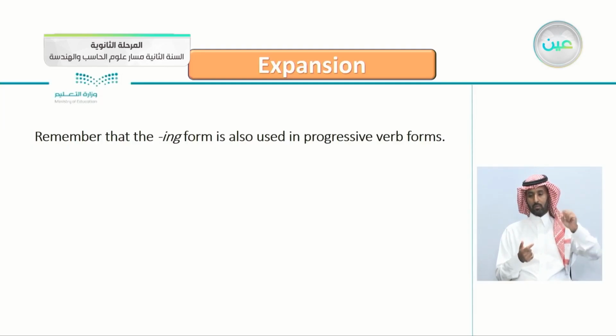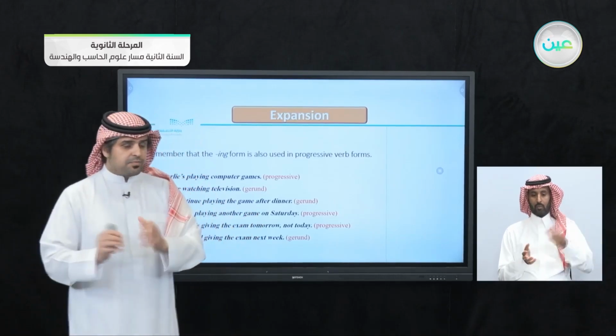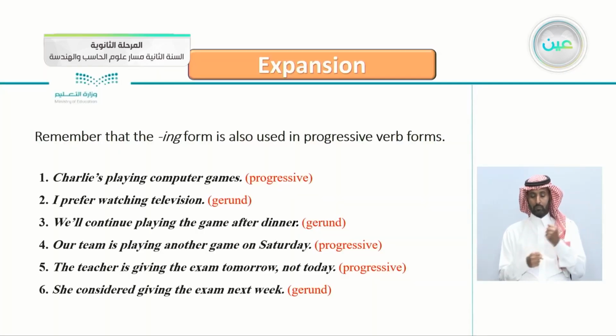And remember that the ing form is also used in progressive verb forms. Charlie is playing computer games. This is progressive. Charlie is playing. I prefer watching. This is a gerund. Try to differentiate between the gerund and the progressive. We'll continue playing the game after dinner. This is a gerund. Our team is playing another game on Saturday. This is a progressive. The teacher is giving. This is a progressive also. She considered giving the exam next week.